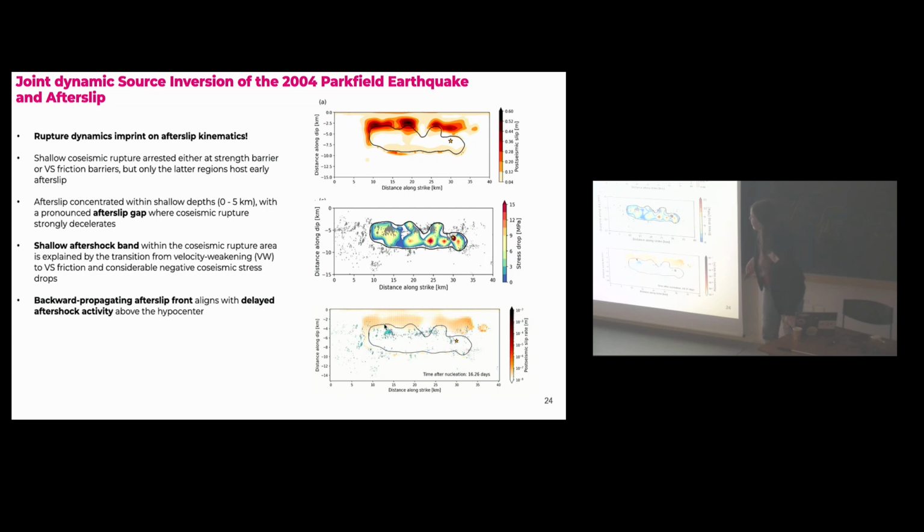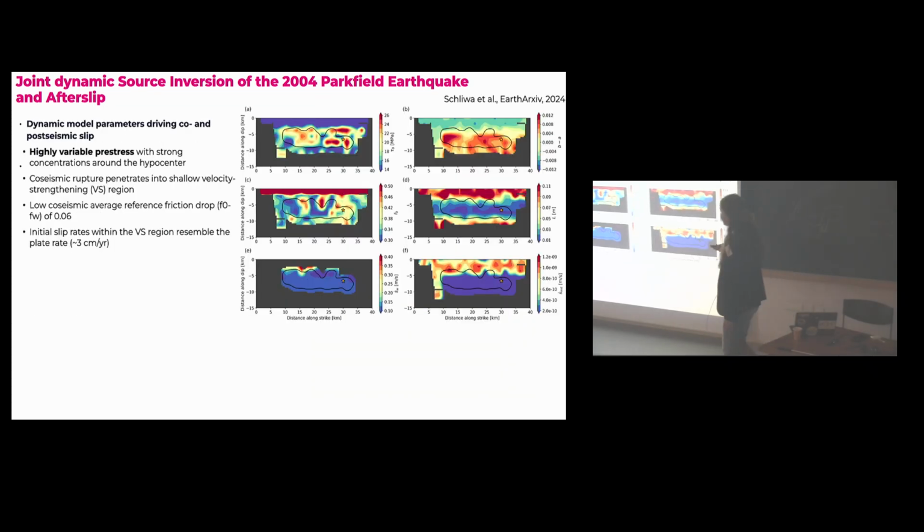Okay, and the result of the inversion is complicated. And keep in mind, with the Bayesian inversions we have a full ensemble, but this is just one of the preferred models. Shear stress heterogeneities, B minus A distribution. L is actually not as heterogeneous here, so just a couple of interesting parts. The same dynamic model parameters drive co- and post-seismic slip in this inversion. We have highly variable pre-stress with a very strong concentration around the hypocenter. Co-seismic rupture penetrates into shallow velocity strengthening regions and causes a lot of afterslip there.